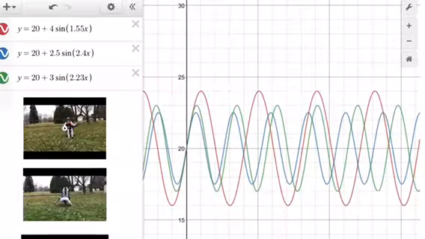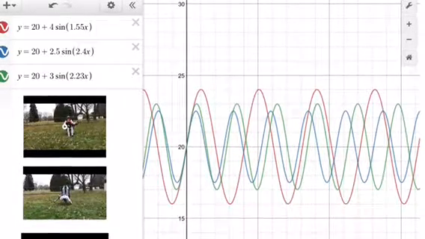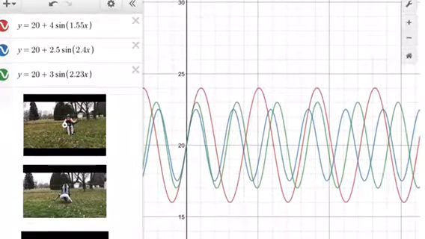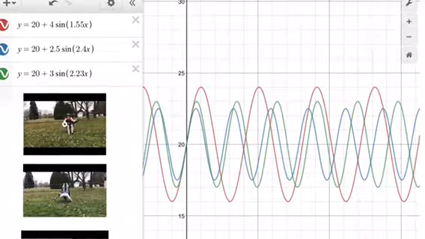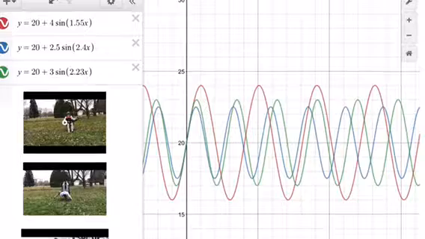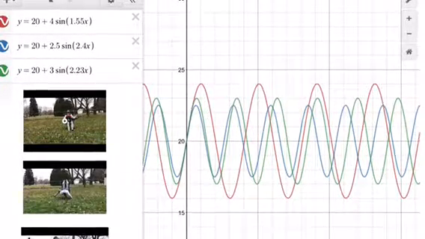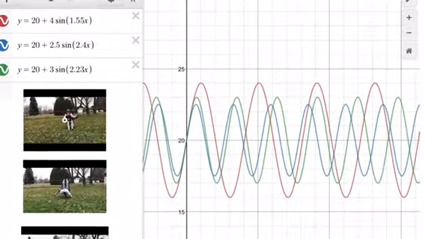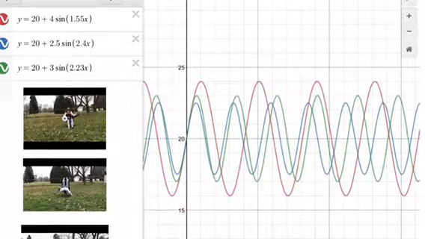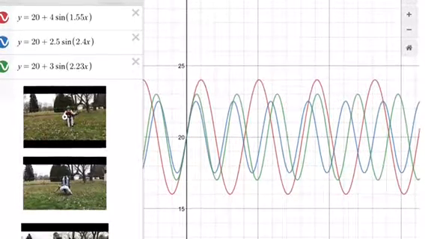Here are all three equations, from the different positions, shown on one graph. As you can see, red, which is the sitting down position, has the highest amplitude, being 4. This goes up to 24 and down to 16. This is followed by the green line, which represents standing on knees, with an amplitude of 3 going up to 23 and down to 17. Last, with the smallest amplitude of 2.5, the upside down position equation goes up to 22.5 and down to 17.5.